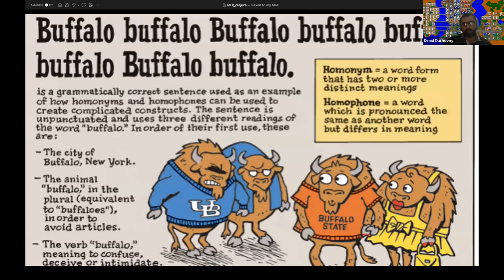And then another interesting case comes from English, when the same word can have very different meanings, right? This is a very amusing example. So buffalo can refer either to the city, the animal, or the word buffalo, meaning to intimidate.